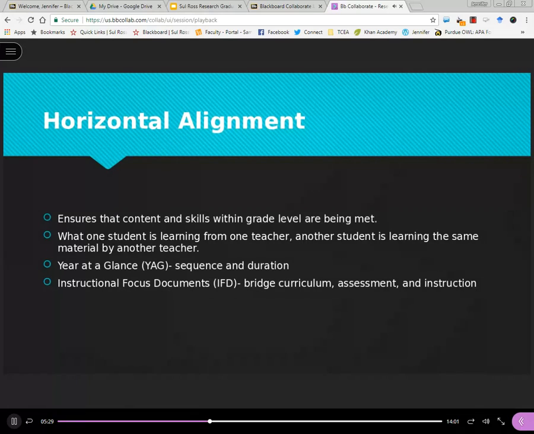Also, with instructional focus documents, they bridge curriculum, assessment, and instruction. So what a student is learning in one class and another class, they're being tested on the exact same thing, just to make sure that everyone is flowing, making sure that everyone is knowing what they need to be successful.